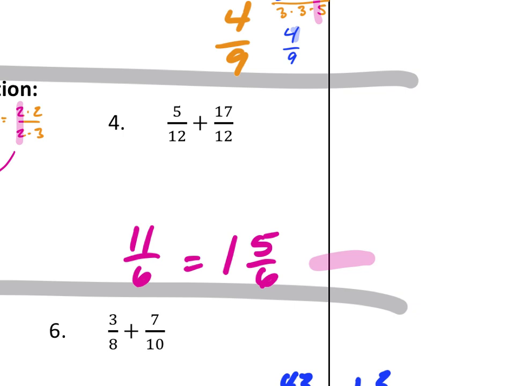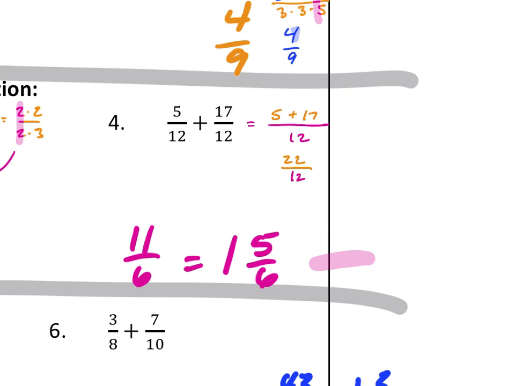But again, if I have the same denominator already, then all I'm really doing is putting the 12 on the bottom and saying, if I have 5 twelfths plus 17 twelfths, how many twelfths do I have altogether? And 5 plus 17 is 22. So that means I have 22 twelfths.